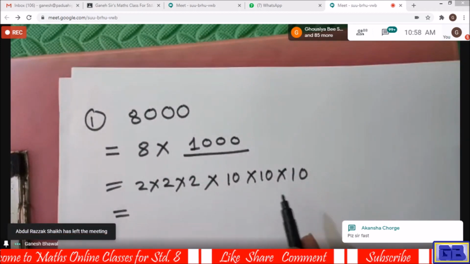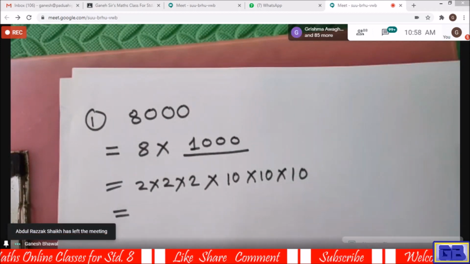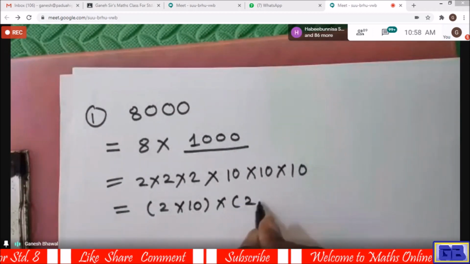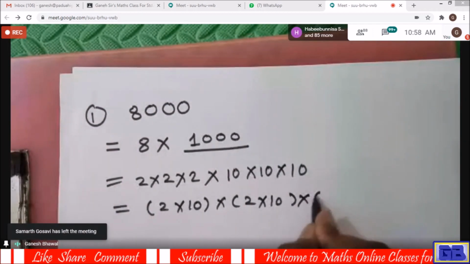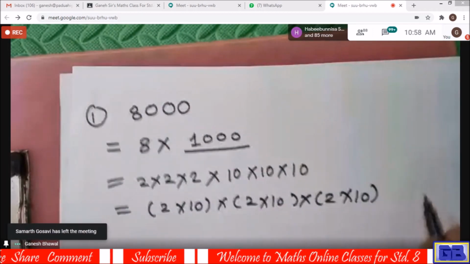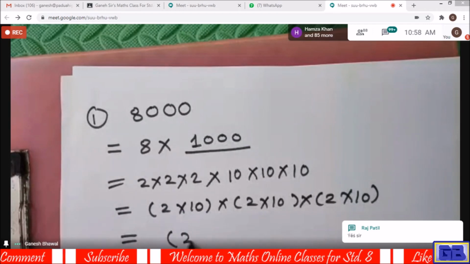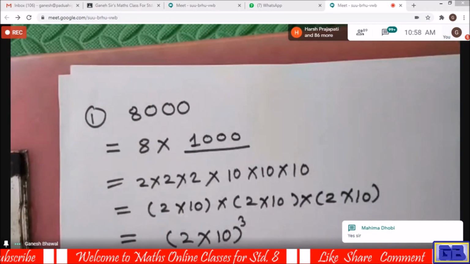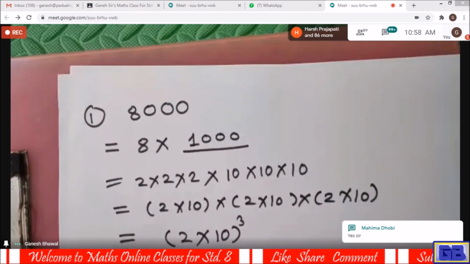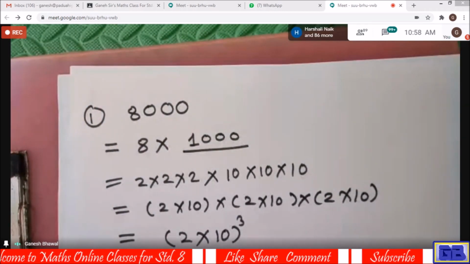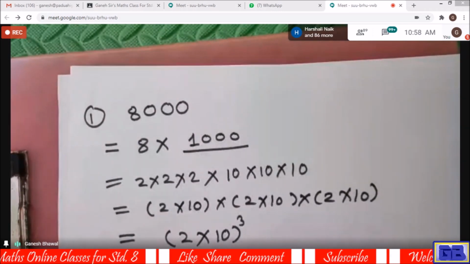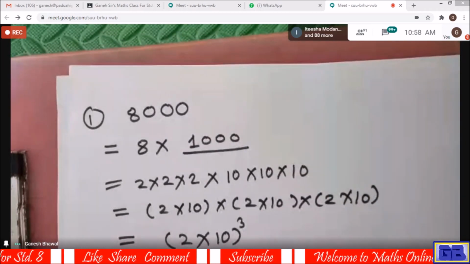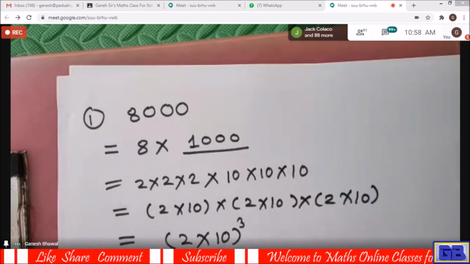So form a group. 2 into 10 into 2 into 10 into 2 into 10. 2 into 10 raised to 3. Cube root of 8000 equals 2 into 10, 10 into 2, and the answer is 20.